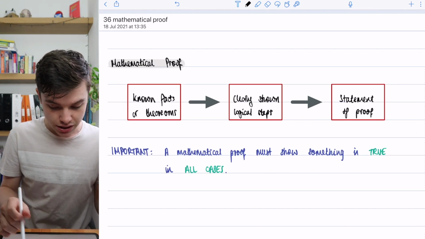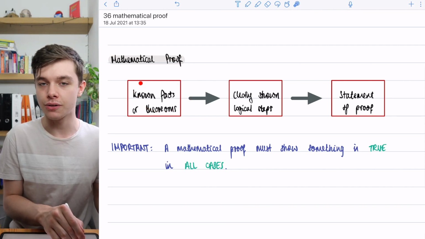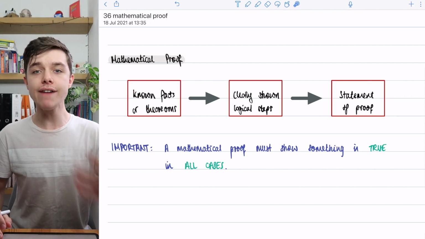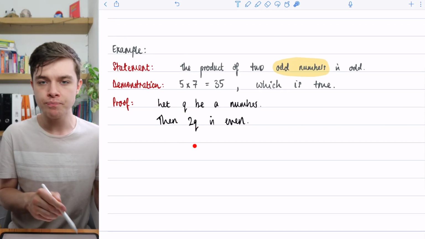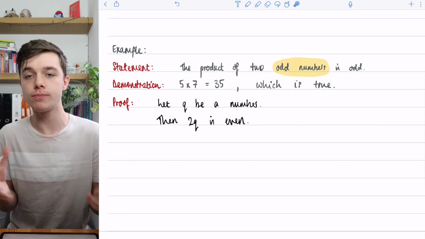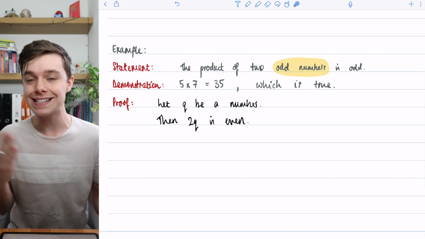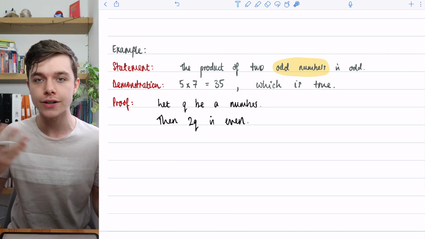That's almost like a known fact, okay? That's what I've used there. If I have a number and I multiply that number by 2, so 2q, it must be even, because any number times 2 is even. We know that as a true fact, so we can use that.